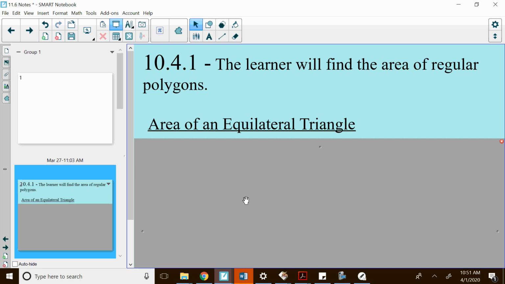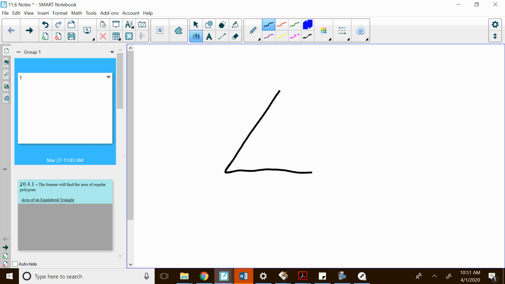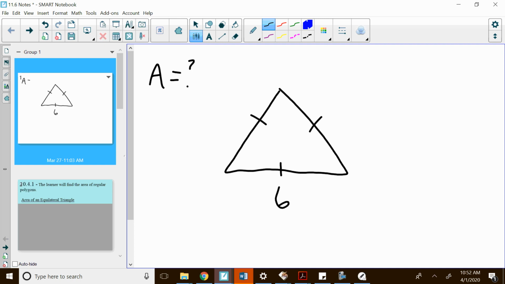Here's the deal though. An equilateral triangle is unique. There are like 5 ways to find the area of an equilateral triangle. So I'm going to draw this. If you were given an equilateral triangle and a side, and you're asked to find the area, probably the easiest way from prior knowledge is that the area of a triangle is 1/2 base times height.